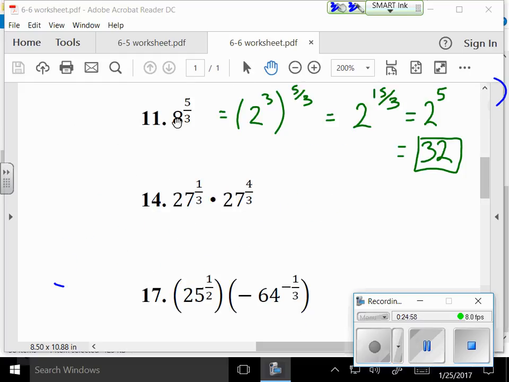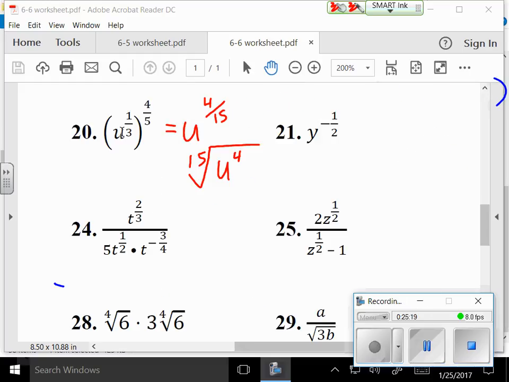On number 11, I'm going to take the 8 and break it up as 2 cubed. And then I can multiply these exponents together. 3 times 5/3 is 15/3, just 2 to the 5th. 15/3 is 5. So 2 to the 5th is 32.